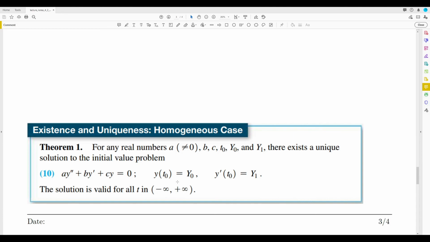Now, we haven't quite shown everything here yet, because we haven't done the complex case yet, but we will see that this is true for any real numbers a, b, and c in our differential equation.